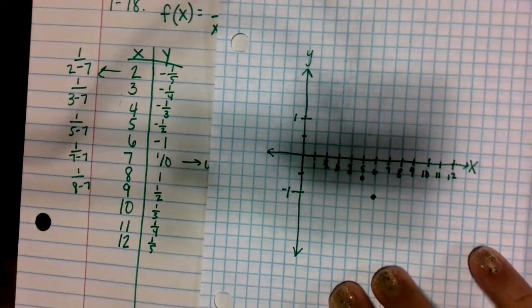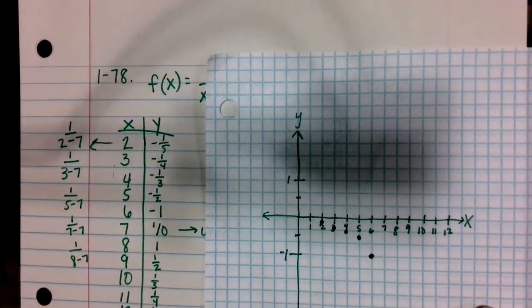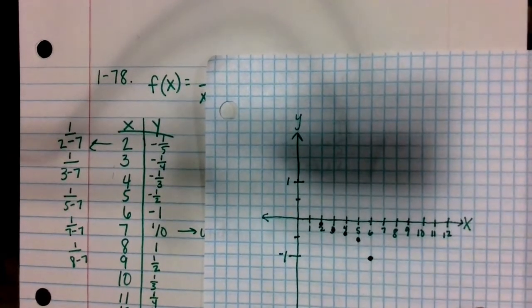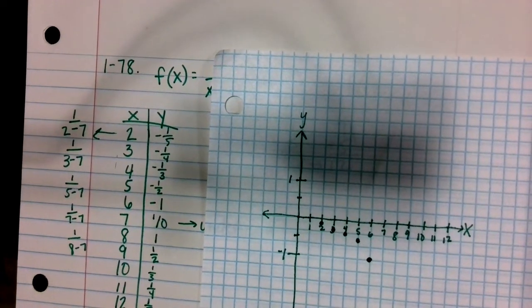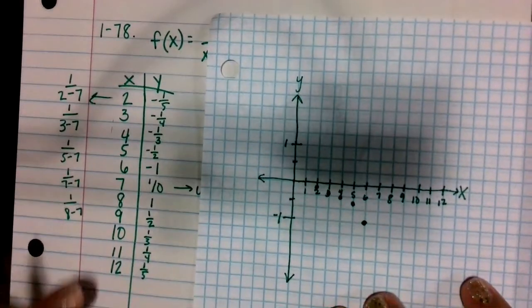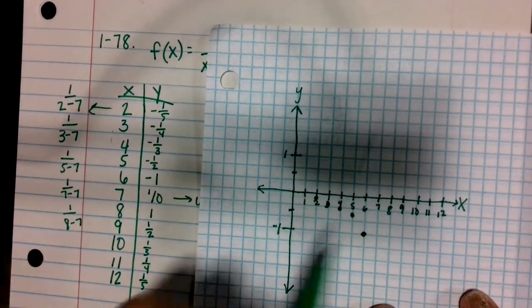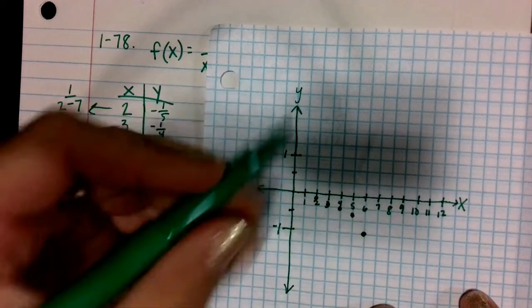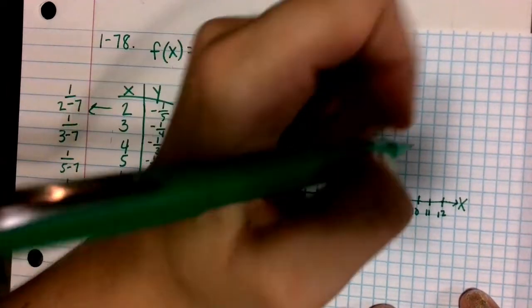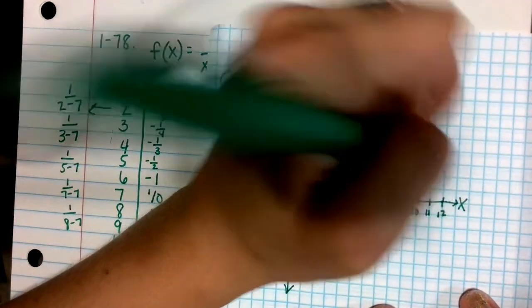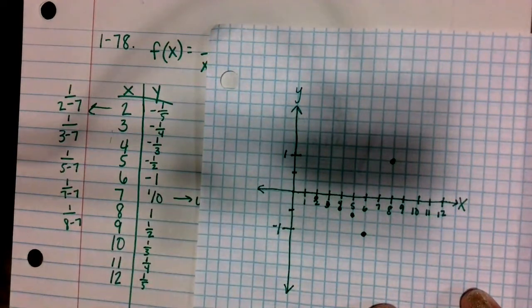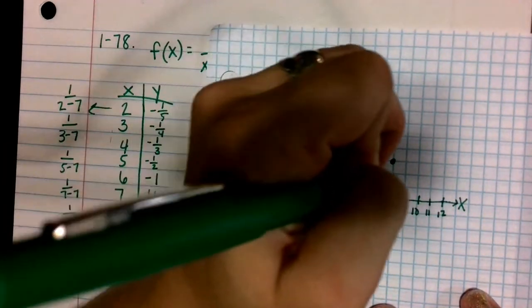So that's what part of my graph looks like so far. Let's get it down to see it better in the light here. Okay, and then I need to graph the other half here. So 7 didn't have a point, 8 was at 1. So I have that here. Okay, and 9 was at 1/2.